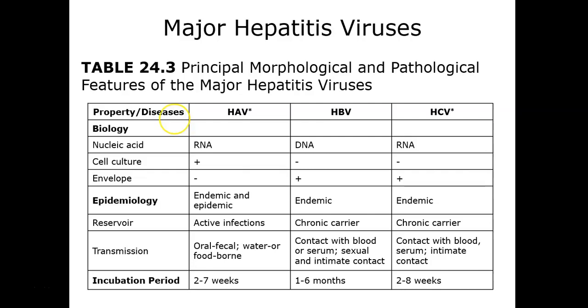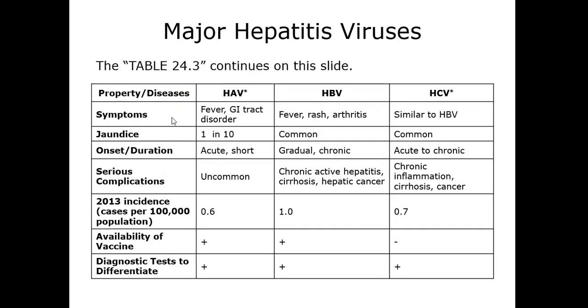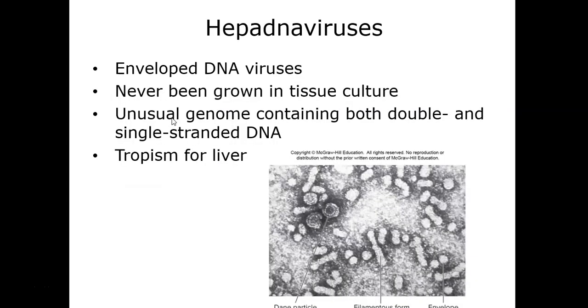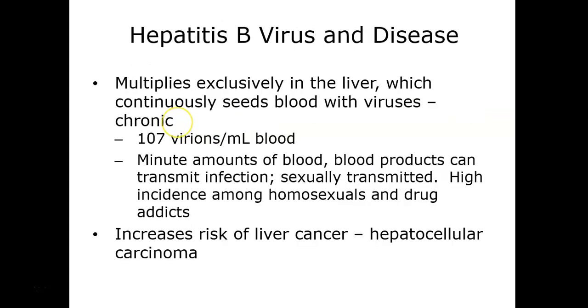So we're going to spend some time talking about hepatitis B. And as we get into our hepatitis group, again, these are still enveloped DNA viruses. They have never been grown in tissue culture. And we've mentioned that they have a tropism, or an affinity, for the liver. Now, when we talk about their transmission, it only takes minute amounts of blood products to transmit the infection. So you could even say that they have a very low infectious dose.